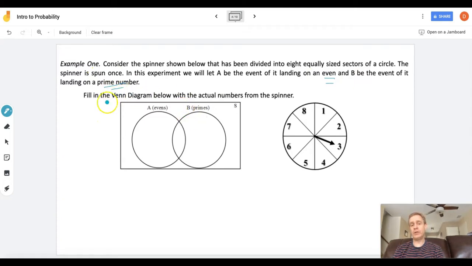And what we're instructed to do here is actually just to fill in our Venn diagram with the actual numbers from the spinner. Now, you perhaps have had some experience with filling in a Venn diagram, and so we can start doing that.